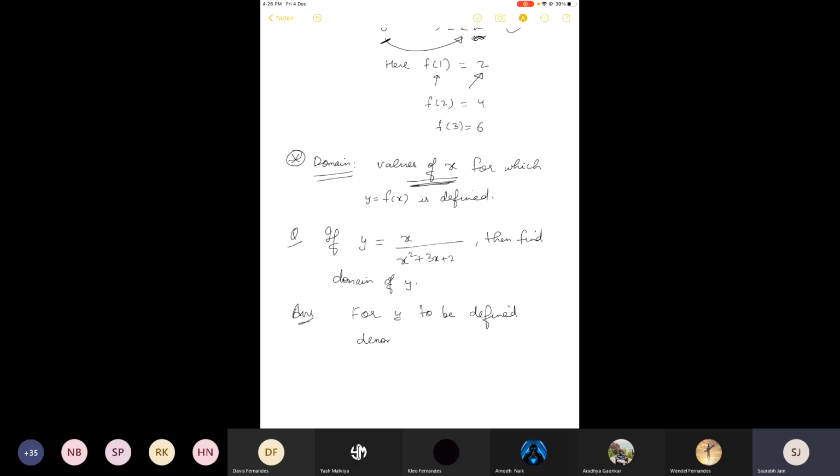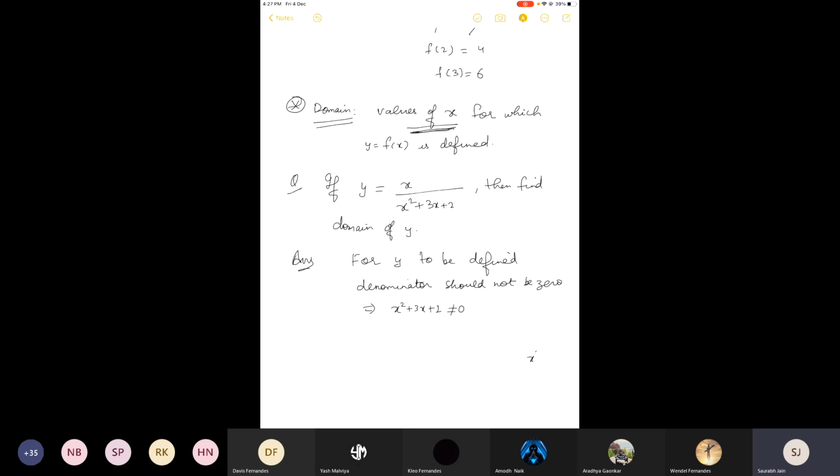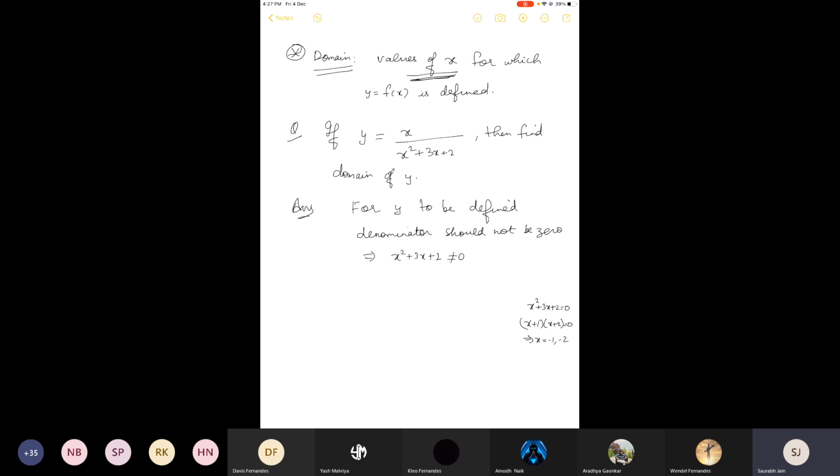Denominator should not be zero. That means x square plus 3x plus 2 should not be equal to 0. So you will solve this with equal to 0 and find the values of x which make it 0, and those values will come out to be -1 and -2 by factorization. But they are saying that this expression should not be equal to 0, and it is becoming 0 at -1 and -2. Therefore x should not be equal to -1 and -2.